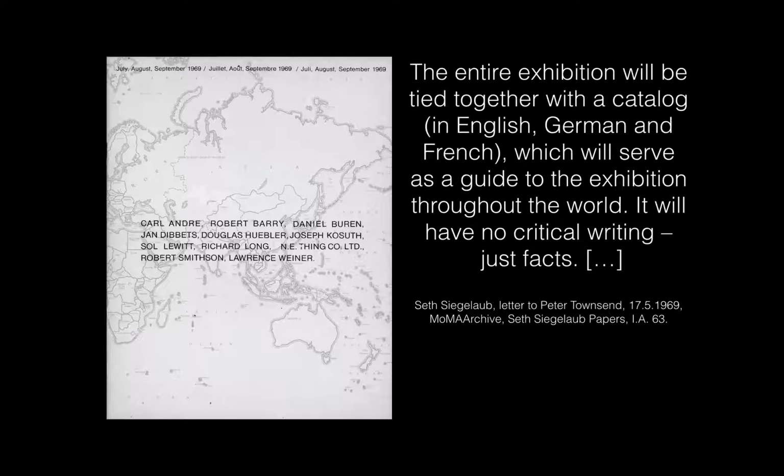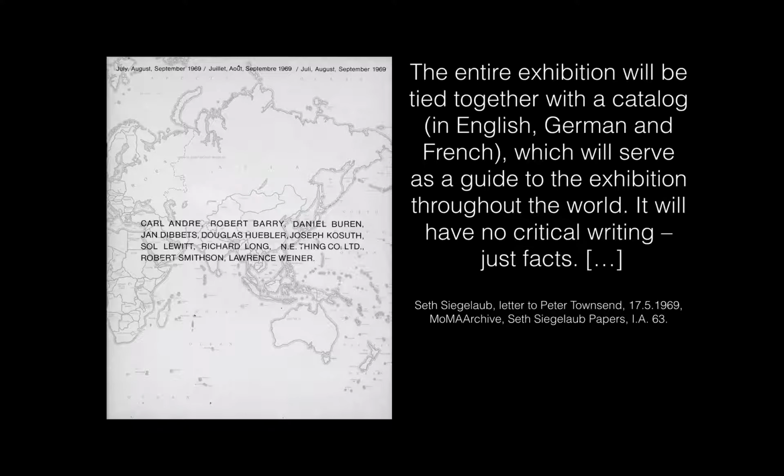And now I'm coming back to July, August, September 69. For this exhibition, Siegelab asked 11 artists to each make one work in one location anywhere in the world. In a letter to Peter Townsend, the editor of Studio International, he further explained, "The entire exhibition will be tied together with a catalogue in English, German, and French, which will serve as a guide to the exhibition throughout the world. It will have no critical writing, just facts."